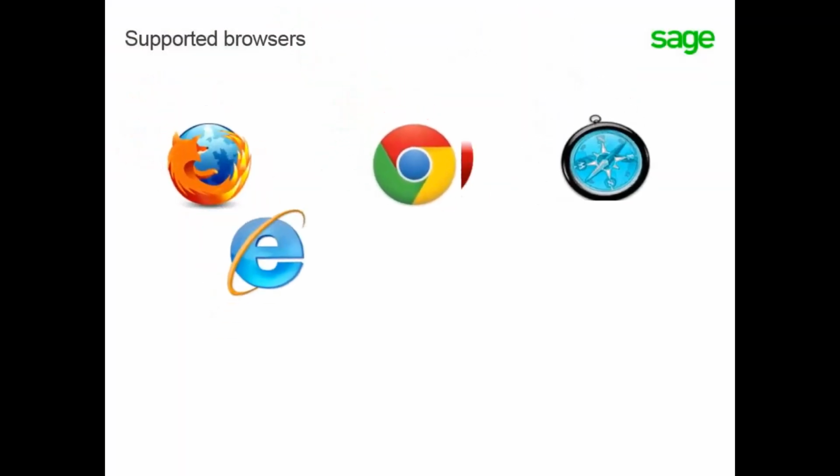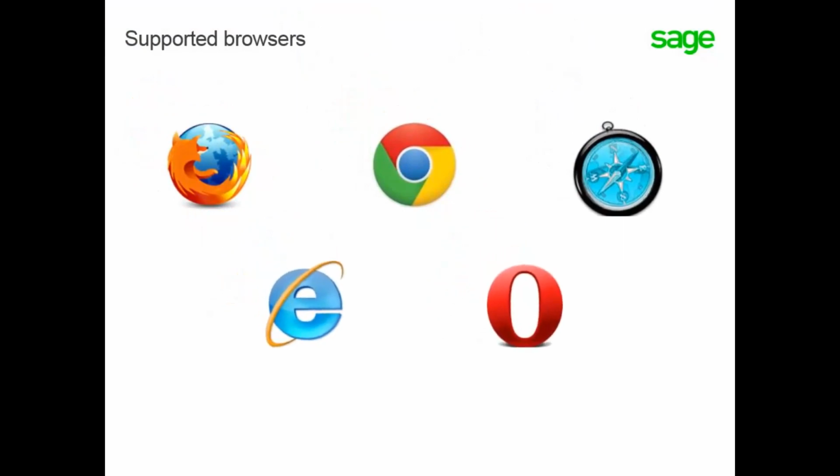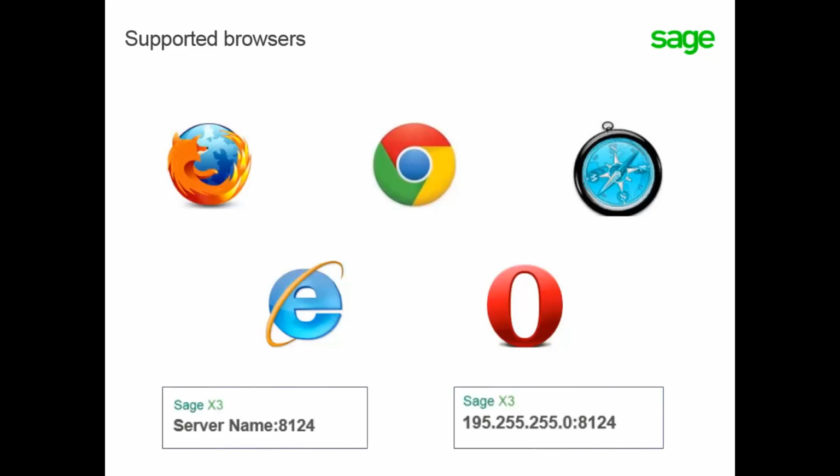Sage X3 can be run from your favorite web browser, whether it be Mozilla Firefox, Google Chrome, Apple Safari, Microsoft Internet Explorer, or Opera, to name a few. You can access your application by entering the server name or IP address. Port 8124 is traditionally used, but this may vary with your installation.